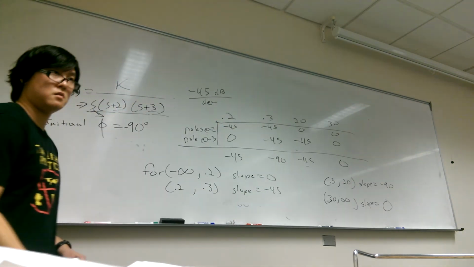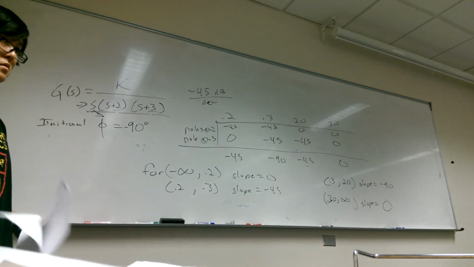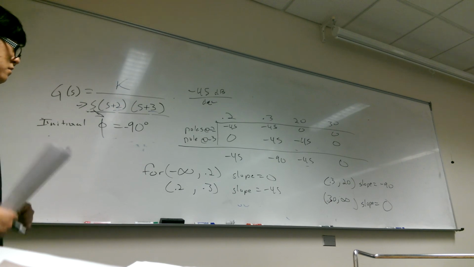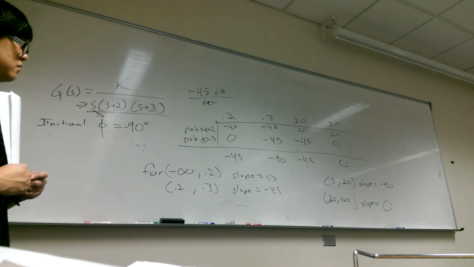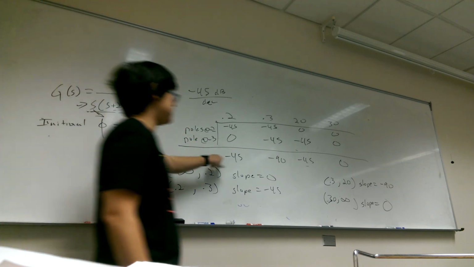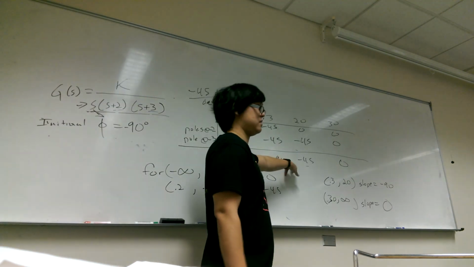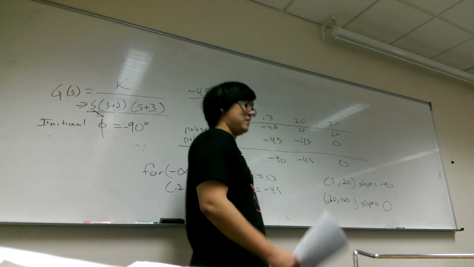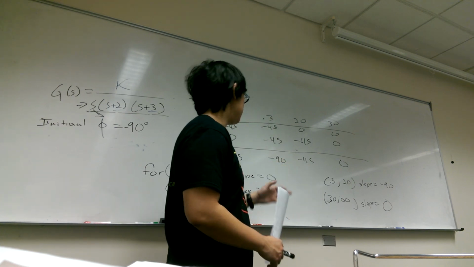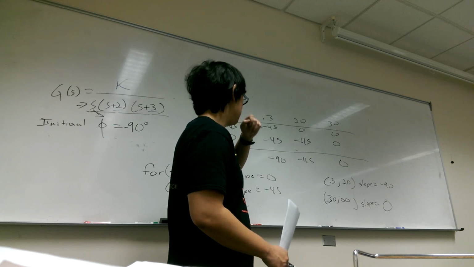I get why it's -45 at 0.2 and 0.3, and then I just don't get the 20 and 30. That's what I don't really understand. Wait, so you got this and this? Yeah. But why is it -45 at 20? At 20? Yeah, at pole -30.